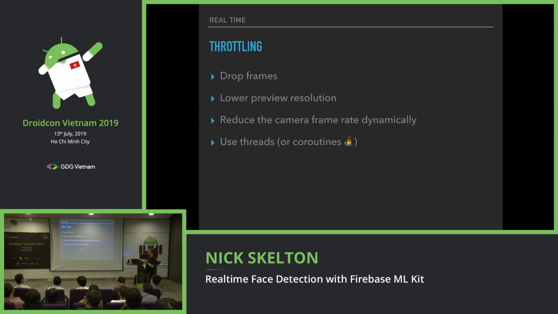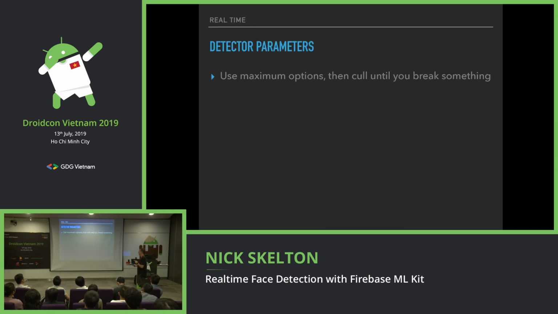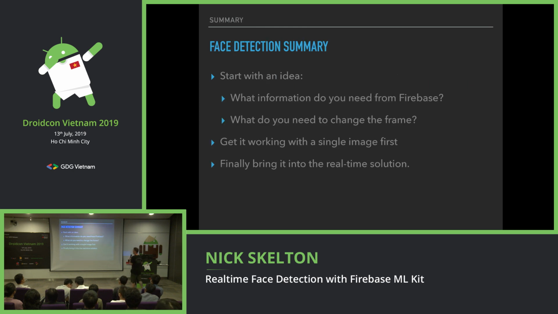Using threads or coroutines, maybe. The big one though is detector parameters. I've already gone through this, but essentially you want to use the least amount of parameters as possible. I've showed you how to use all of them. You want to use the minimum. Okay, that's basically it. Just before I go, I'm going to try and get this working, and I'll just show you what it looks like very quickly.